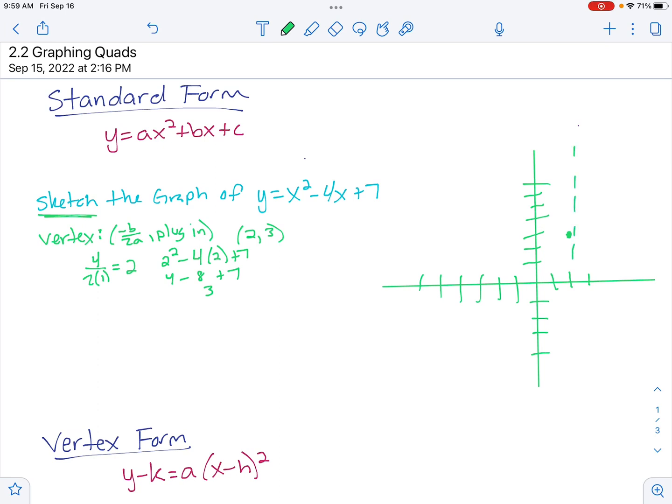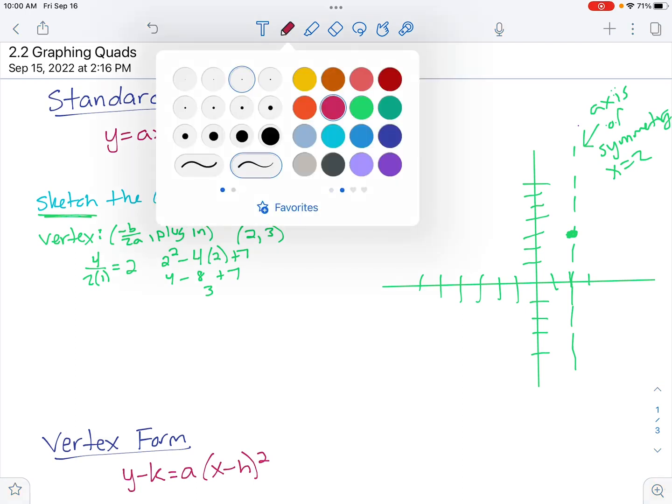Now remember, with your vertex is also your axis of symmetry. So you actually have a dotted line going through the vertex right there. That dotted line is called your axis of symmetry. So if you folded your paper on that dotted line, both sides of the graph should line up. And that's always an x value, x equals, because it's an up and down line. So now let's find our other pieces.